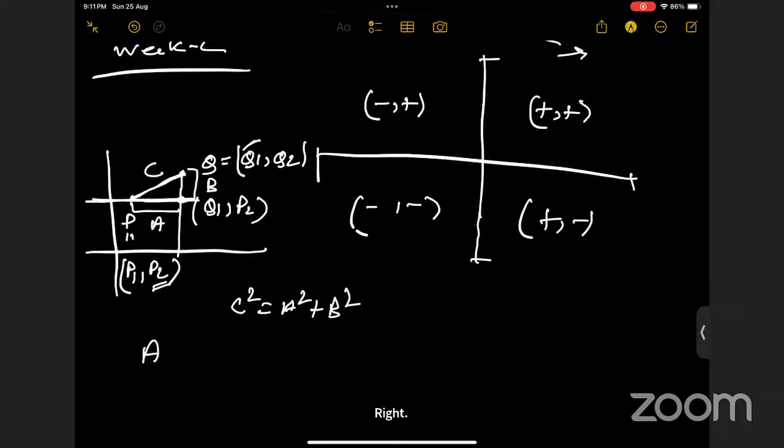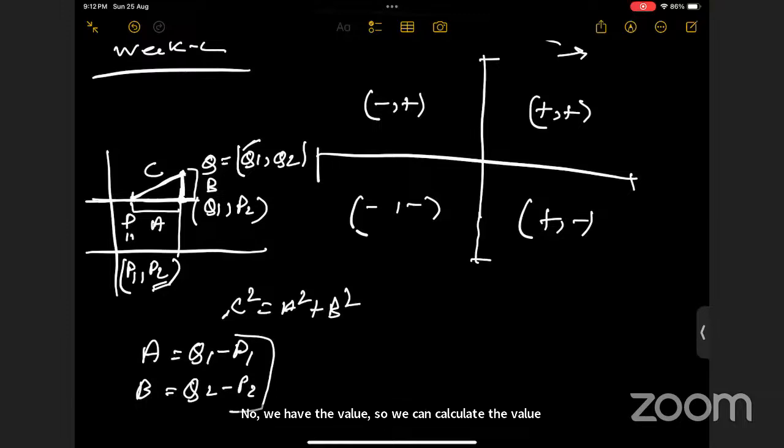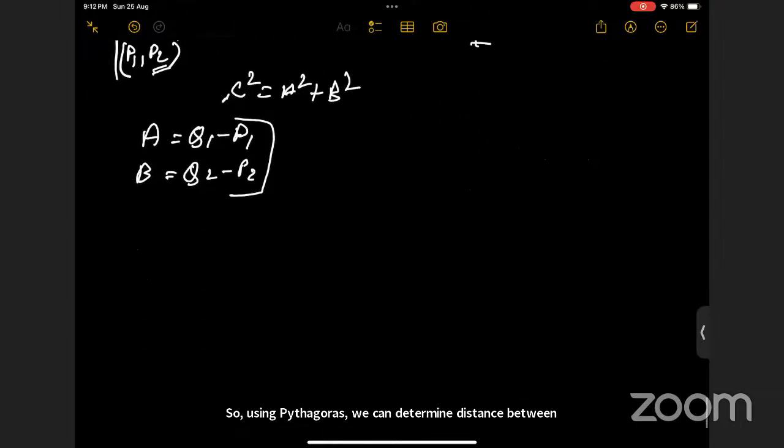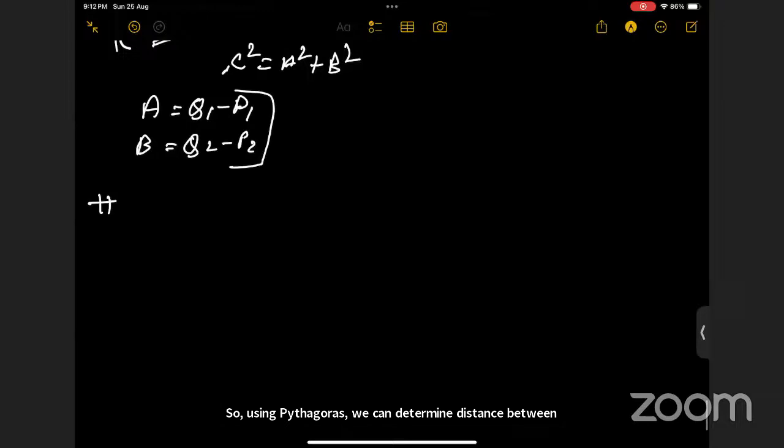So what is A here? The length of this line, which is Q1 minus P1. And what is B here? The length of this line, which is Q2 minus P2. Now we have the values, so we can calculate the value for C. So using the Pythagoras theorem, we can determine the distance between any 2 points in the Cartesian coordinate, right? Then we can move to representation of a line.